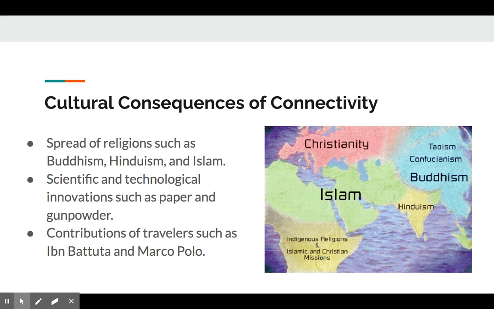We also talked about the greater cultural consequences of connectivity from the Silk Roads. We focused on things such as the spread of religions like Buddhism, Hinduism, and Islam, many of the scientific and technological innovations such as paper and gunpowder that traveled along these routes as well. And we focused on the contribution of travelers such as Ibn Battuta and Marco Polo. Many of their published works ended up encouraging further travel along these trade routes.